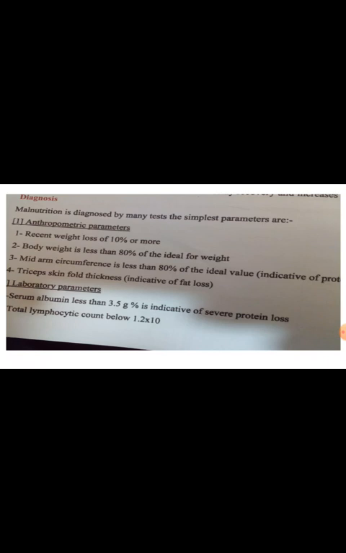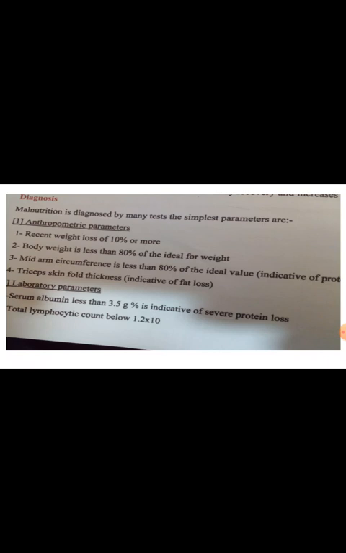Mid-arm circumference. We measure the mid-arm circumference. If the mid-arm circumference is less than 80% of the ideal mid-arm circumference for the age of the patient, this indicates malnutrition. Triceps skin fold. Loss of the triceps skin fold is indicative of fat loss. And there are laboratory parameters.